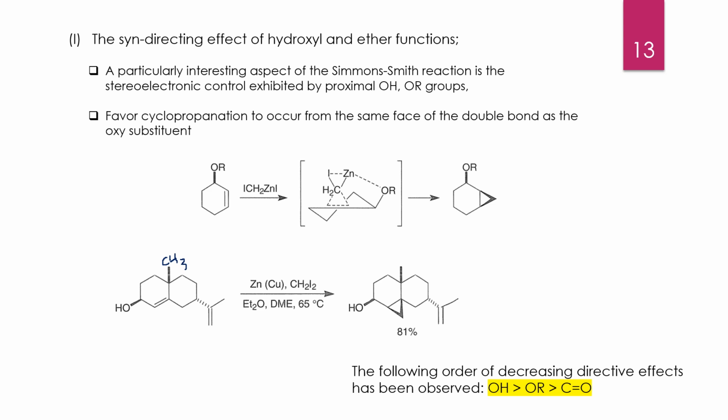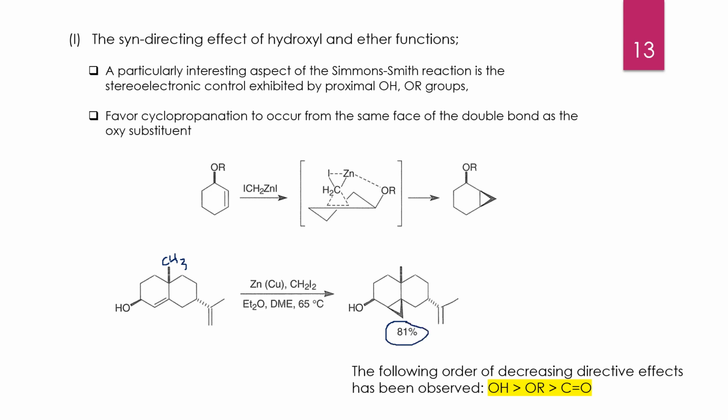This zinc compound, the zinc carbenoid compound, will approach from the above plane because of the coordination here, and it will approach from the above plane and give us this compound in a major amount, like 81%, almost a high yield.